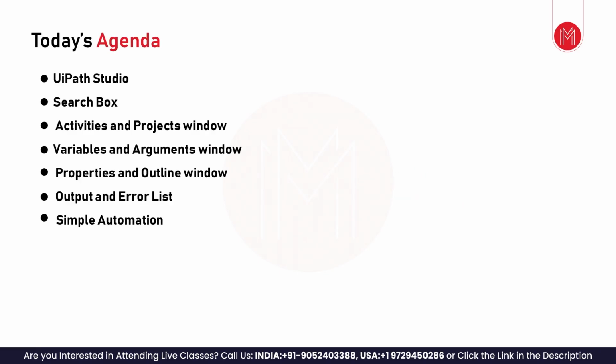So what we are going to pretty much see as part of today's agenda is about UiPath Studio, about the search box, about activities and projects window, about variables and arguments window, about properties and outline window, about the output and error list, and how to do a simple automation. We'll end the day with a simple automation.